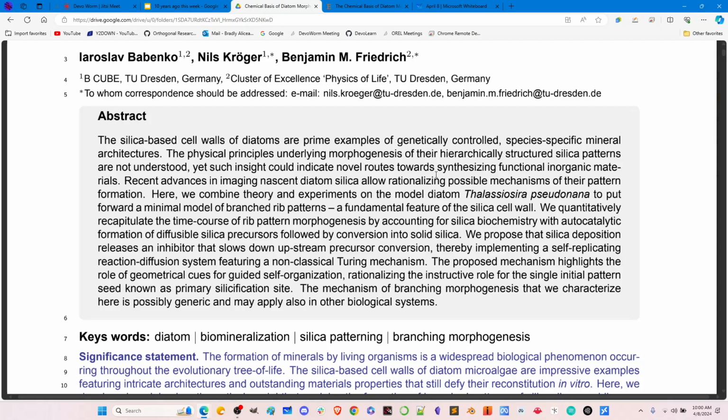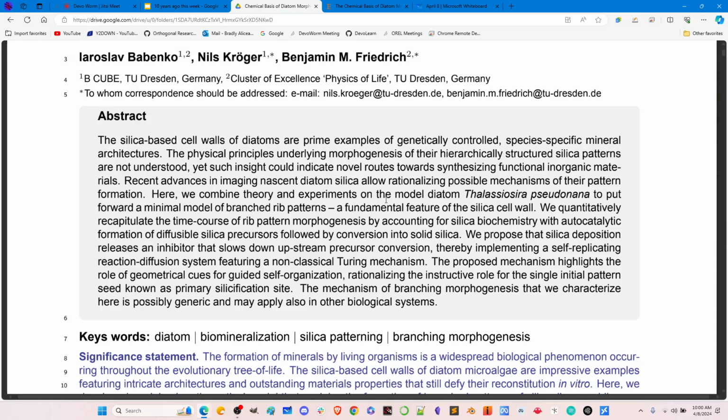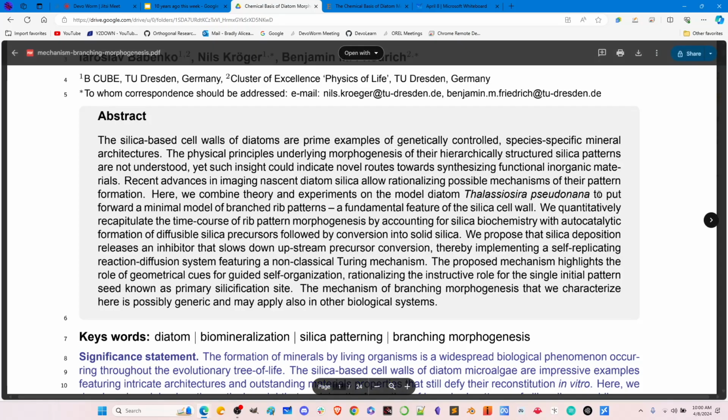Recent advances in imaging nascent diatom silica, these structures that I showed, allowed rationalizing possible mechanisms of their pattern formation. So we can look at these images and analyze the branching structures, the depositional structures, to get a sense of the pattern formation mechanisms. Here we combine theory and experiments on the model diatom Thalassiosira pseudonana, to put forward a minimal model of branched rib patterns.